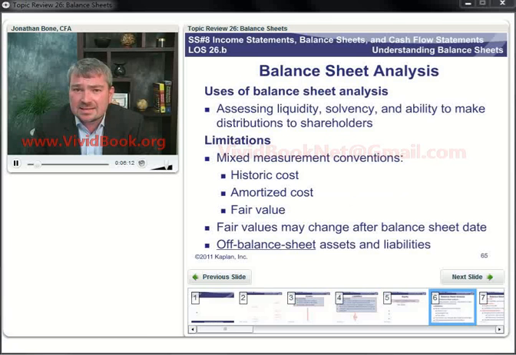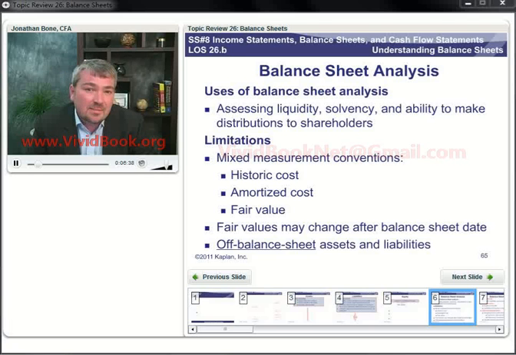Major limitations, well, our balance sheet is a bit of a mixed bag. Some of the assets are going to be sitting at historic cost, some of the assets are going to be sitting at amortized cost, and others are going to be reported at fair values. So we've got different measurement bases for assets and liabilities in our balance sheet. Now, of course, there's another problem. If you're using historic cost, of course, those costs could be severely out of date. They no longer reflect the economic value of the asset. Fair value might be a better measurement.